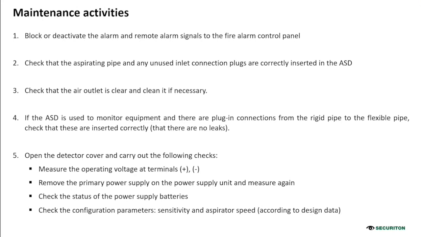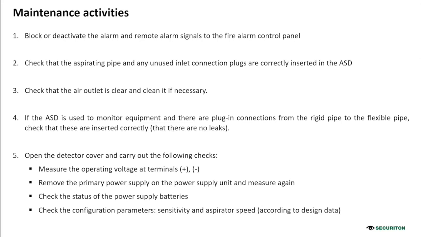Then you need to check that the aspirating pipe and any unused inlet connection plugs are correctly installed in the ASDs. So you need to check that the pipes on the detector unit are installed correctly and there isn't any leakage on it. And then you need to check the air outlet, which has to be clear, and clean it if necessary.